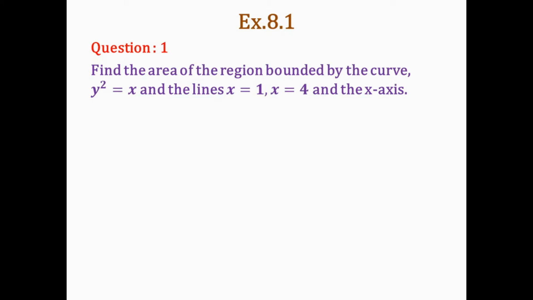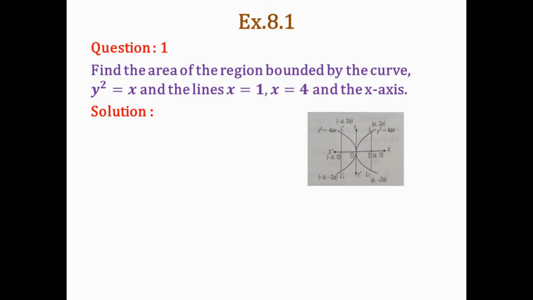Now on seeing the equation y square is equal to x, what do you observe? Yes, it is the equation of a parabola and it is y square. So the parabola lies on either side of y-axis. Here the equation is positive, so we have to take the right side parabola. Then x is equal to 1, x is equal to 4 denotes straight lines.